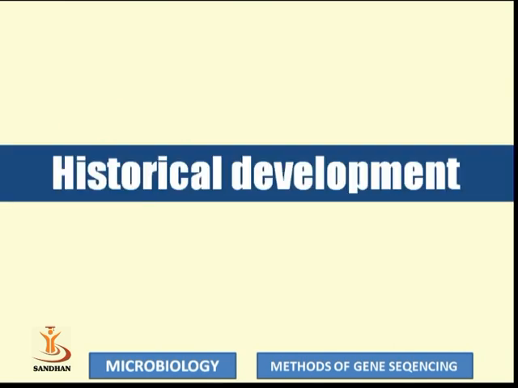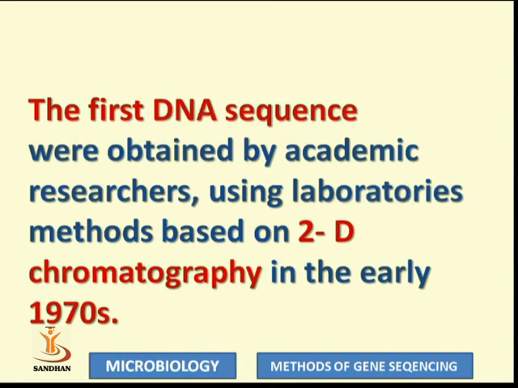Suppose we look at the historical development of gene sequencing methods, then we have to go very long back. Even though the technique started in the 1970s, at that time the techniques were not as good as we have today. People went for gene sequencing with a simple method based upon 2D chromatography, and in the 1970s some laboratories were working in the field of DNA sequencing, and it took a very long time and gave very short output. So in the 1970s the first DNA sequencing was obtained.